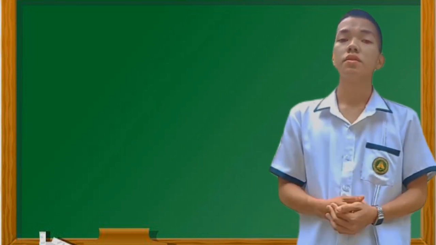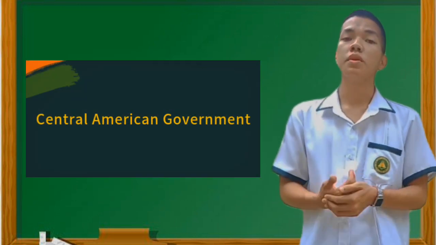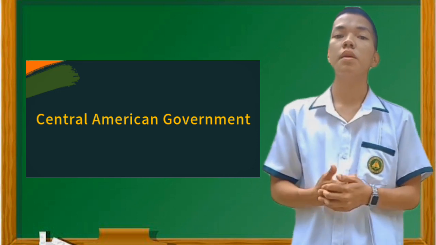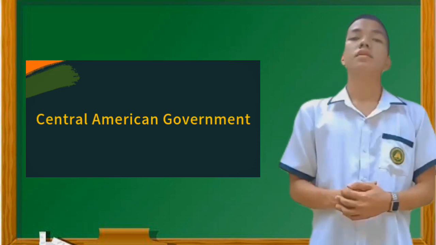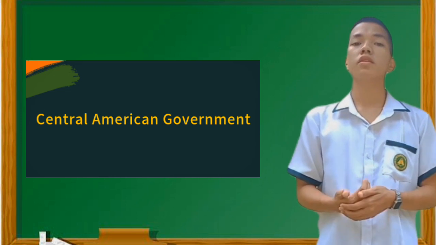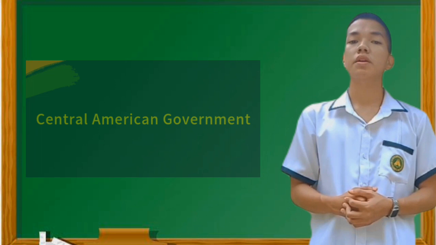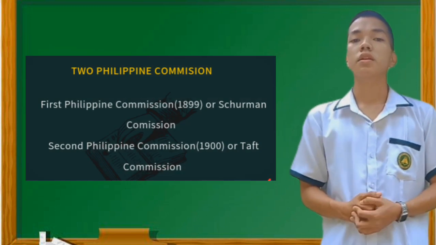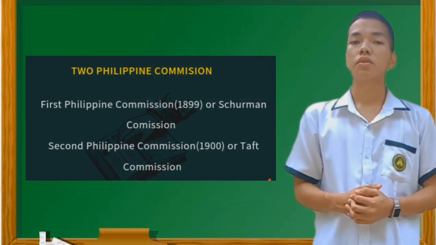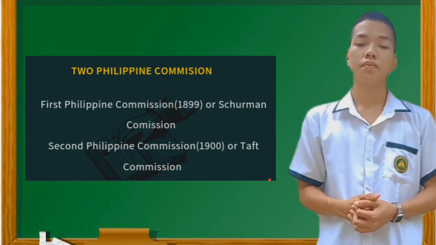Good day, everyone. Today we are going to talk about the central government of America and the two commissions that they appointed to assist the Philippines. The President of the United States of America, William McKinley, planned to take over the Philippines by using the two commissions that he appointed to assist the Philippines.